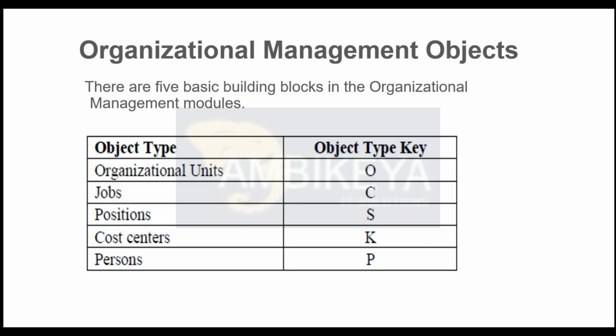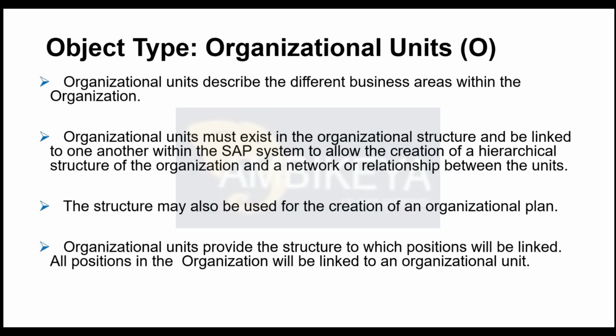Lastly, there's something called person. A person is nothing but an employee. So I am a person. That is your employee ID, your personal number and all. These five are the building blocks of any organization management. So till now, do you have any doubts to ask? No, no. I've seen these objects before also. Okay.